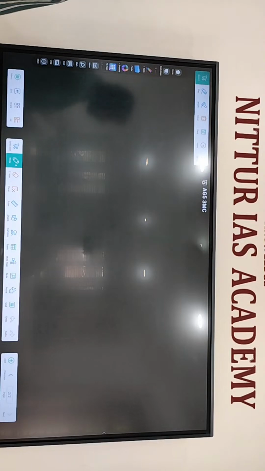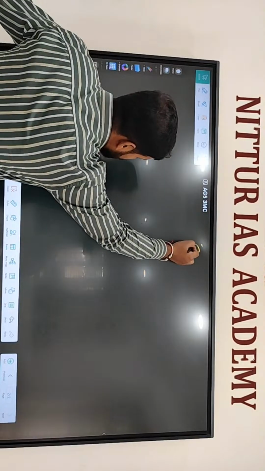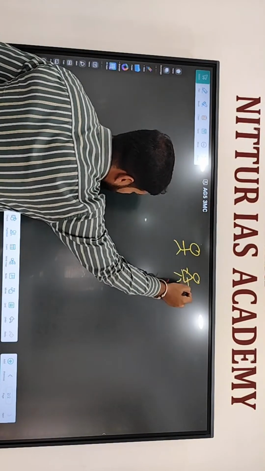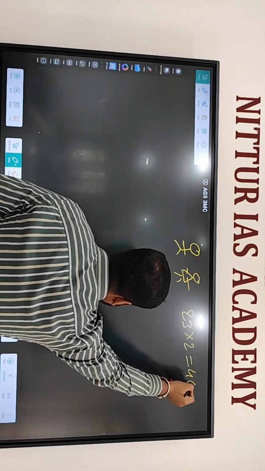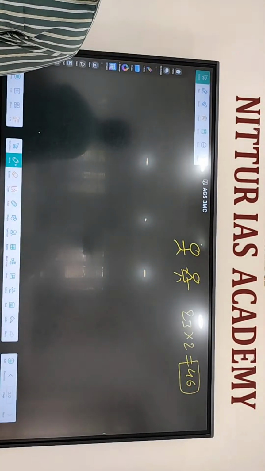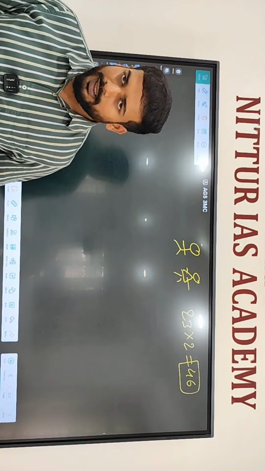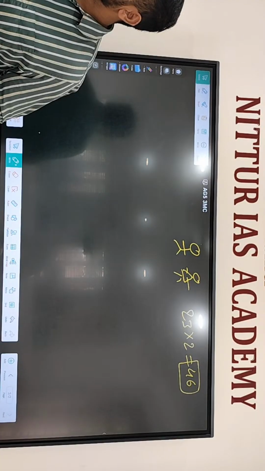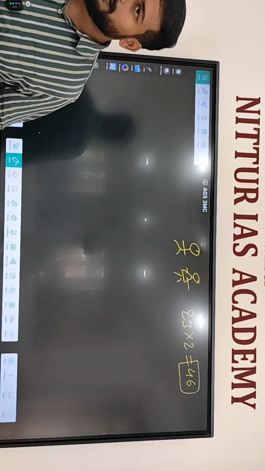Okay, sickle cell anemia. Then, how many chromosomes does a healthy human being have? 23 pairs of chromosomes, 46 chromosomes we all have, right? Male, female, 46 chromosomes. There are a few genetic disorders where the number of chromosomes is varied, increased or decreased. Let's see the conditions.